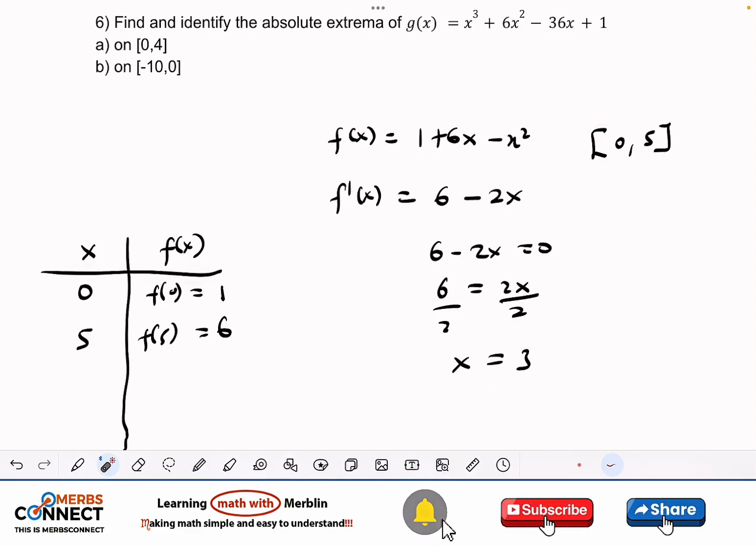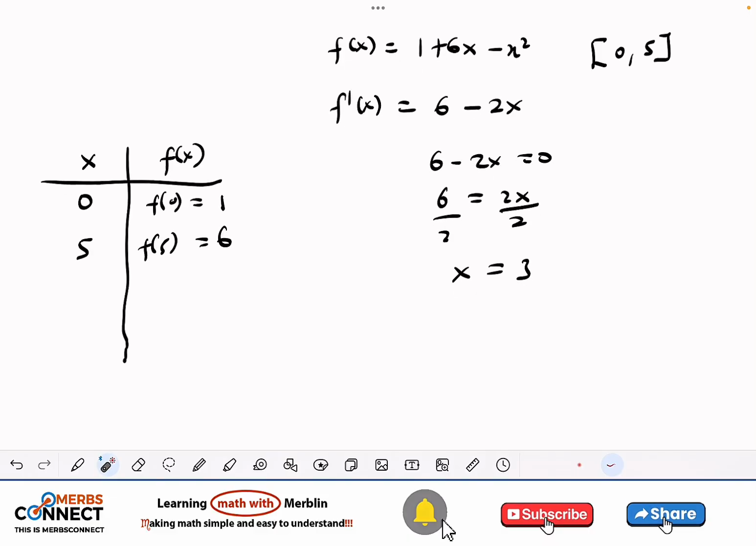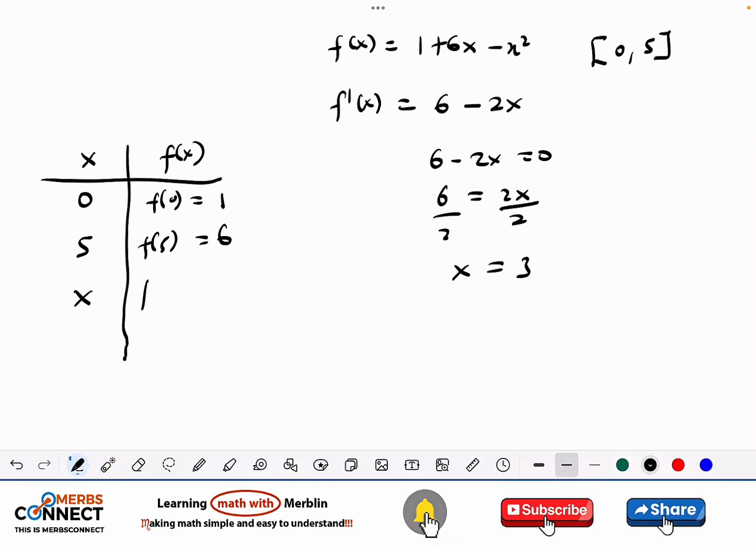Yes, of course. So you see that if you don't find a critical value, you might get one of them wrong because we don't know what this guy is bringing. Is this guy going to be in between this, or will it be less than this or above this? So it can be possible that even having this one, we can still have our minimum here, maximum here. So now let's find out. When x is 3, f of 3. So what will be f of 3? 1 plus 3 times 6 is 18. 3 squared is 9. So this is going to give us 10.